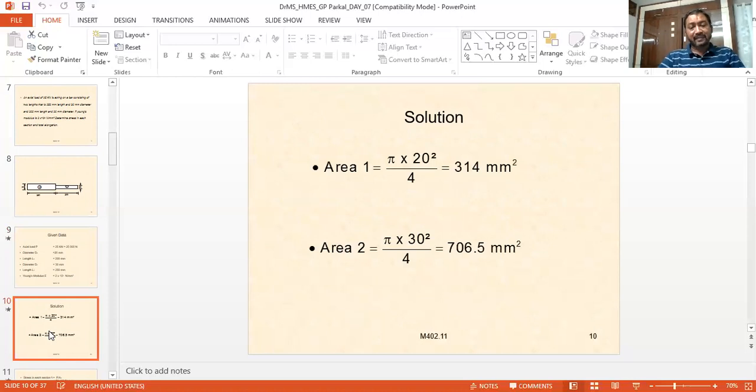Now coming to the solution. First of all, we have to find out the area 1 and area 2. So area 1, A1, is π by 4 into 20 square, it becomes 314 square millimeters. Area 2, A2, is equal to π by 4 into 30 whole square, it becomes 706.5 square millimeters.